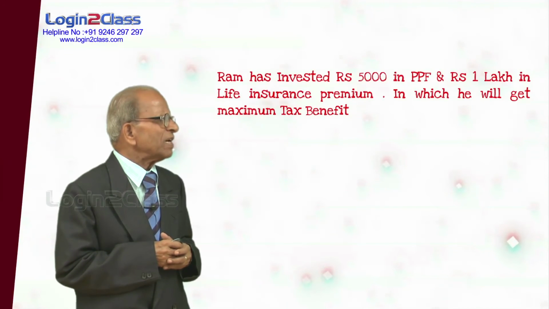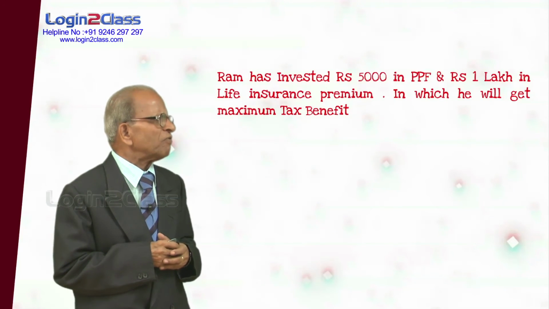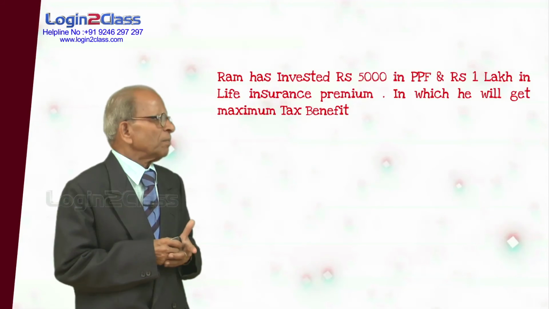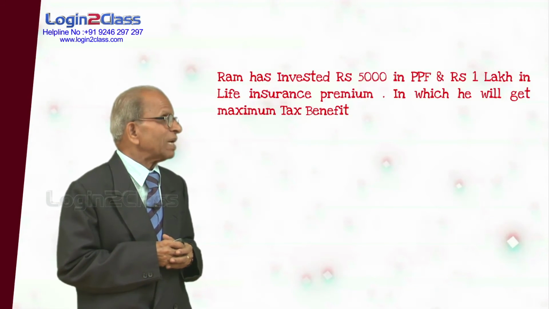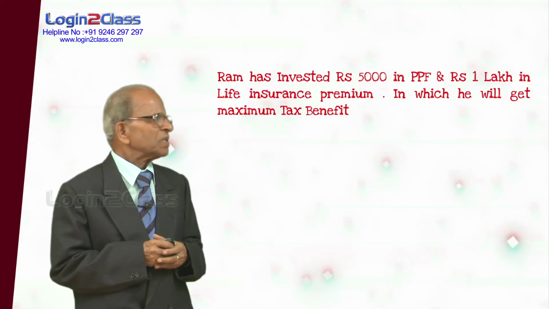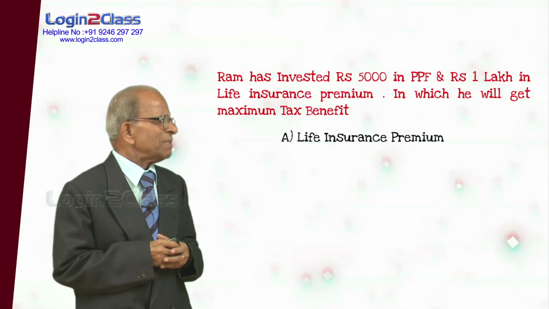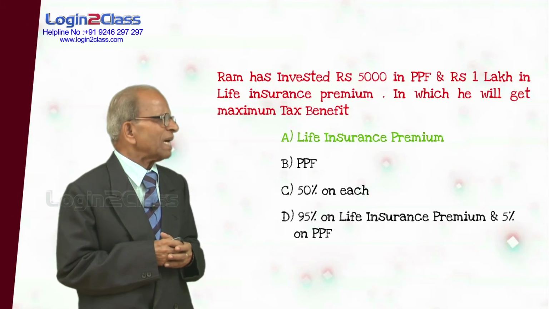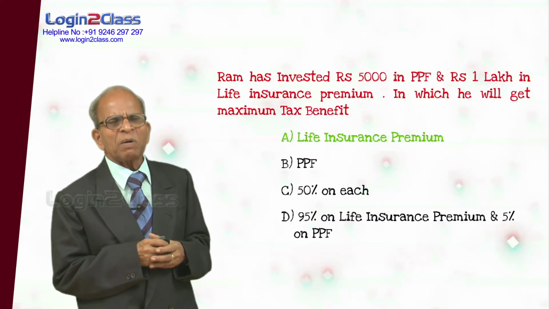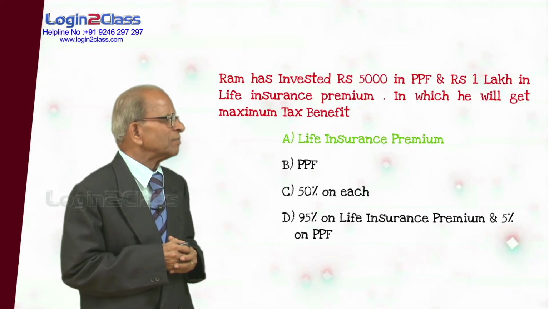Ram has invested 5,000 in PPF, Public Provident Fund, and rupees 1 lakh in life insurance premium. In which will he get maximum tax benefit? PPF is getting only 5,000 rupees and he is investing 1 lakh in life insurance premium. So, life insurance premium is the first option, PPF next, 5% on PPF and 95% on life insurance premium. So, life insurance premium, maximum exemption he is getting.